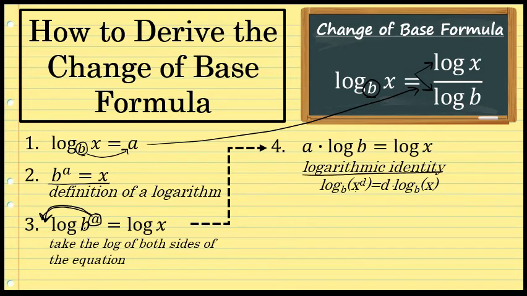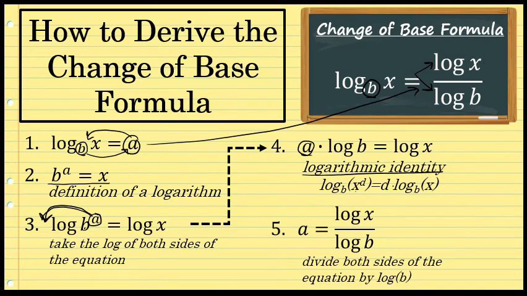And at this point, since I have a times the log of b equals the log of x, if I solve for a, which is solving for the log base b of x, by dividing both sides by the log of b, I have a equals log of x over log of b. And again, all that was done from the 4th step to the 5th step is dividing both sides of this equation by the log of b.